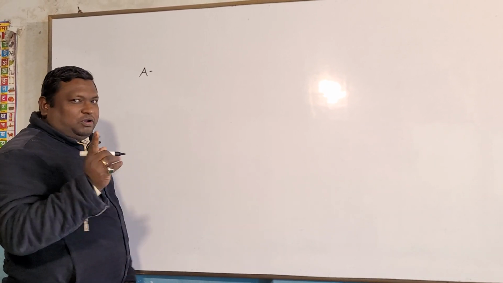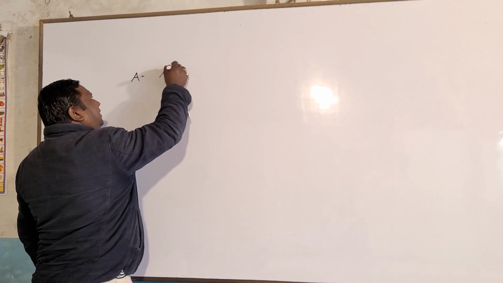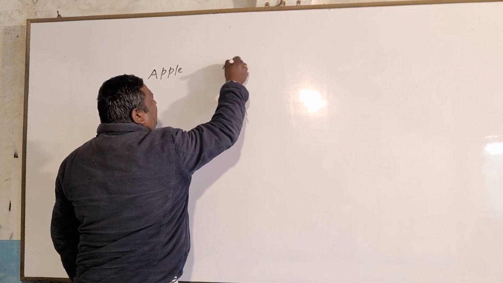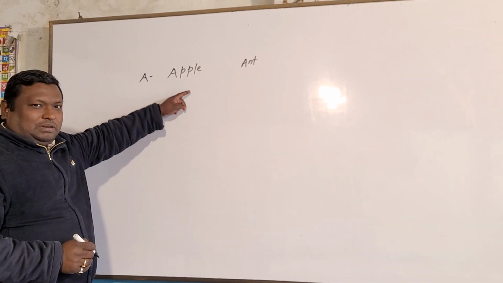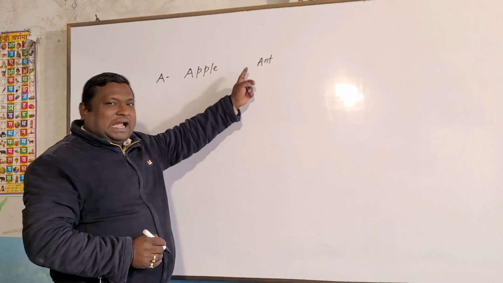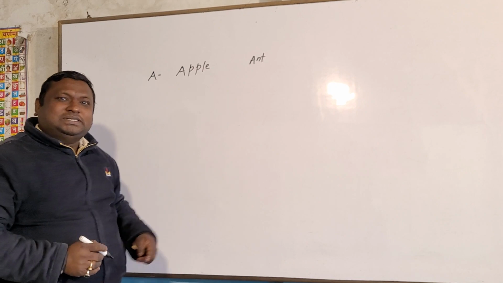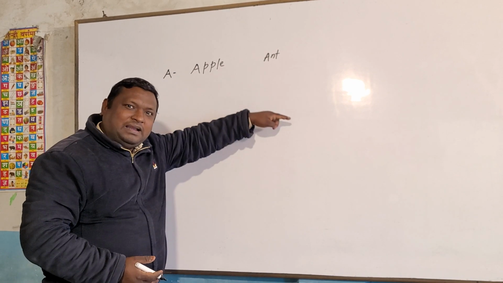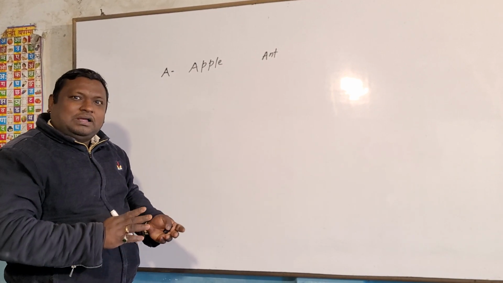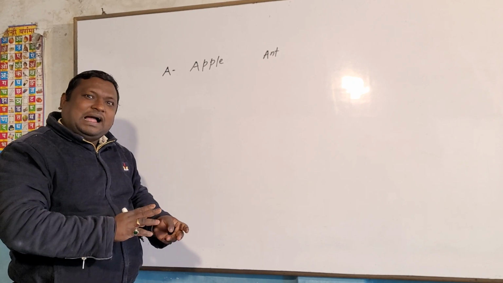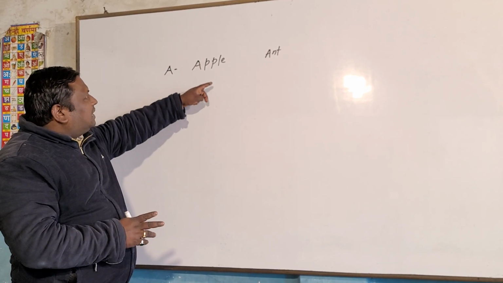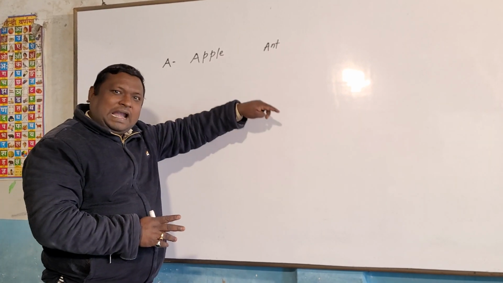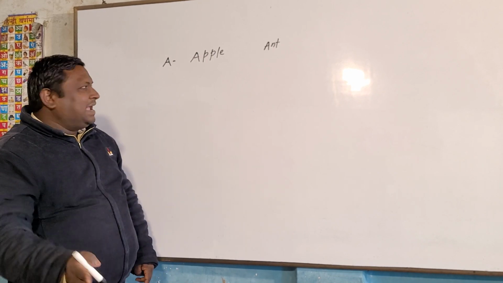A for, I give you two words. One is apple, A-P-P-L-E, apple, and A-N-D, and. Right, you can say apple. This is written apple, and apple and means a sound. You can say A for apple, A for and. Which sound is coming? A sound is coming. Yes, a sound is coming. A for apple, A for and. Which sound is coming? A, right?